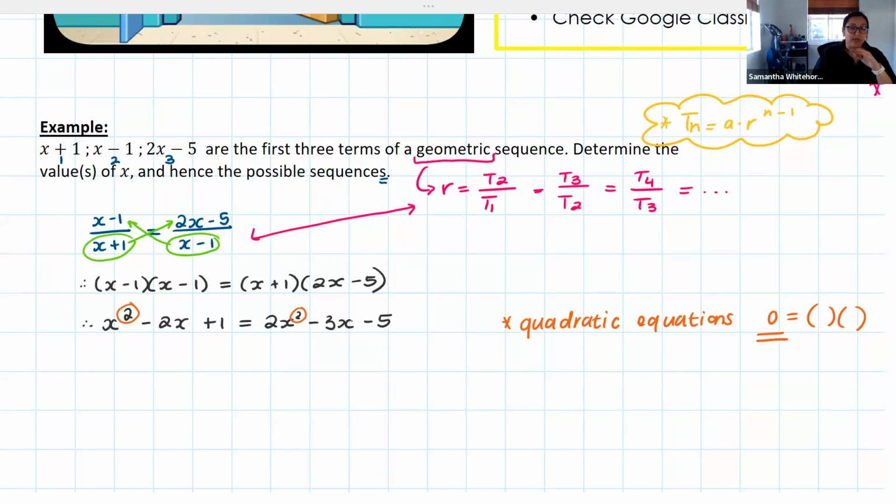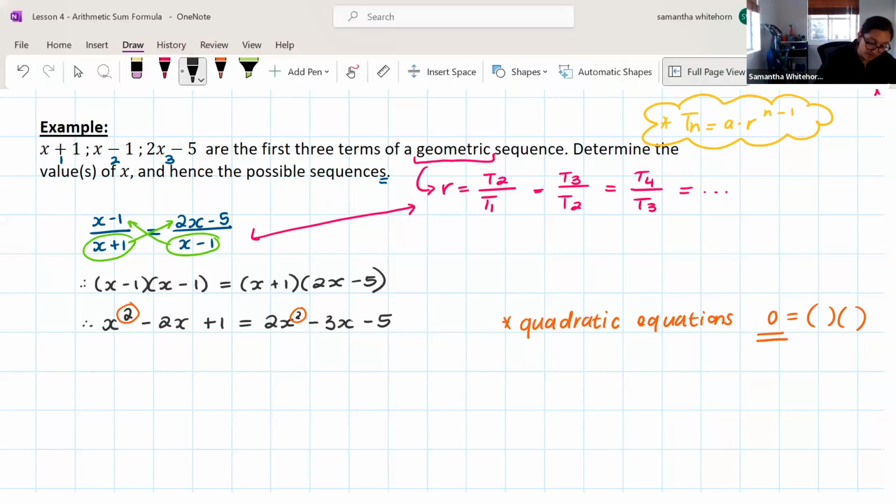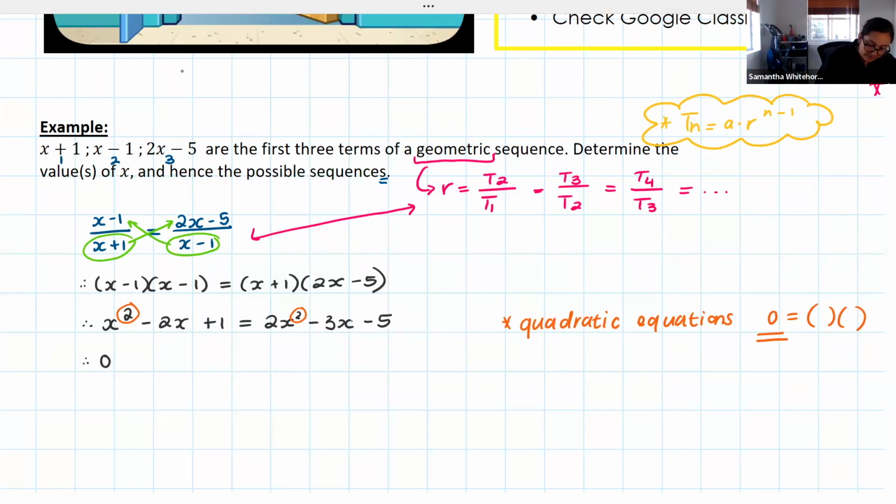It really makes no difference which side is equal to 0, but essentially we now need to organize and group together our like terms. So I'm going to put everything on the right. If you put everything on the left, that's also fine. But if I bring this x squared over, it becomes minus x squared. So this is then just x squared. Bring the 2x over, becomes plus 2x, so it becomes minus x. Bring the positive 1 over, it becomes minus 1. So it's x squared minus x minus 6.